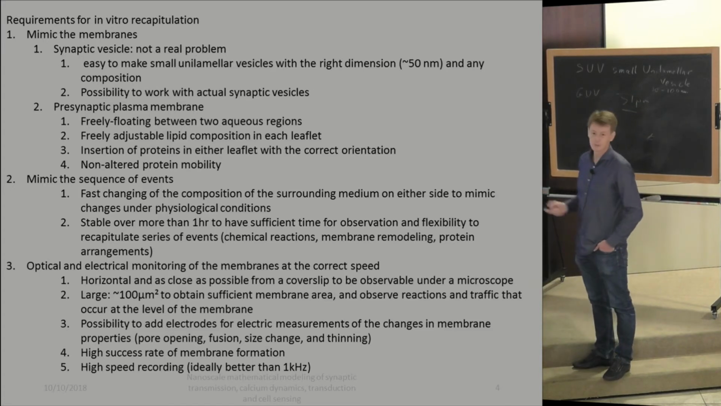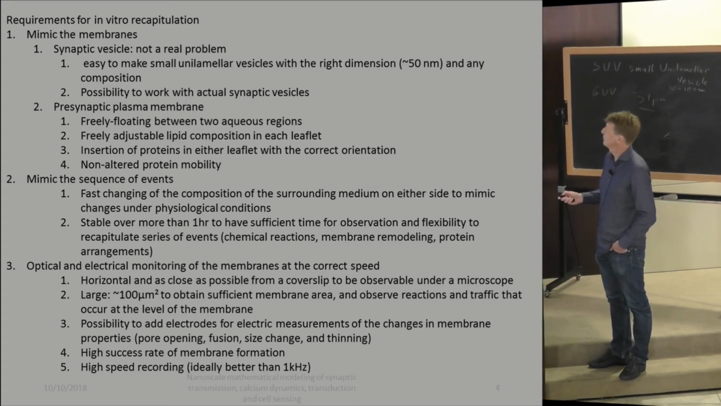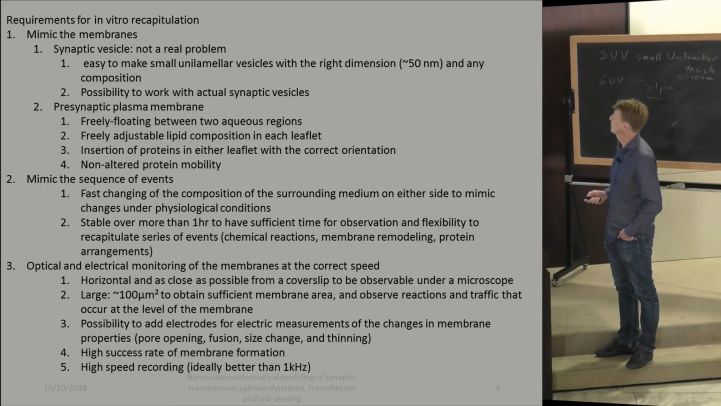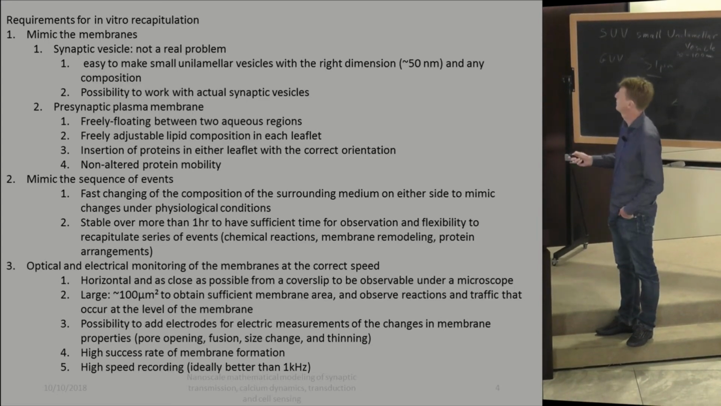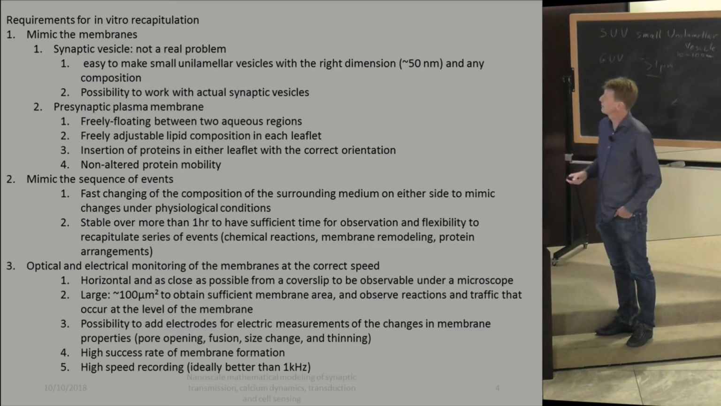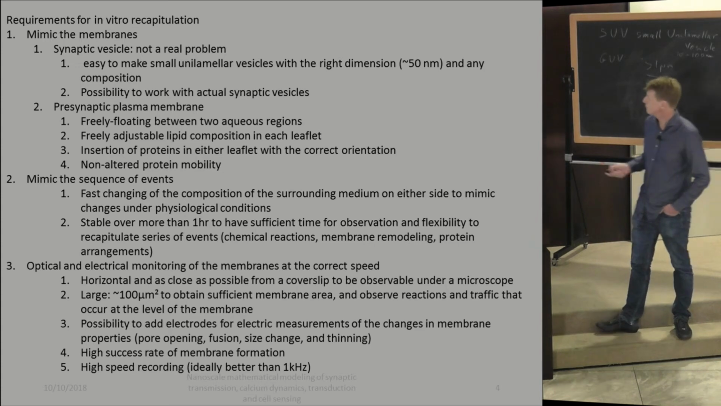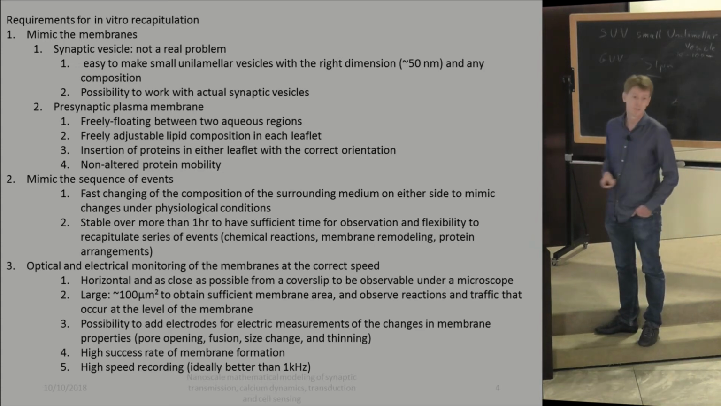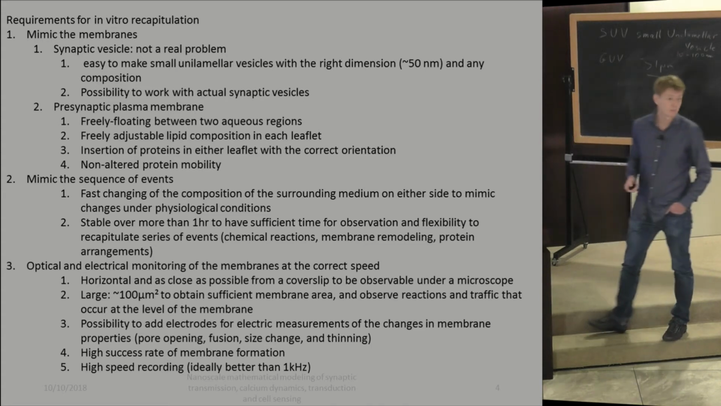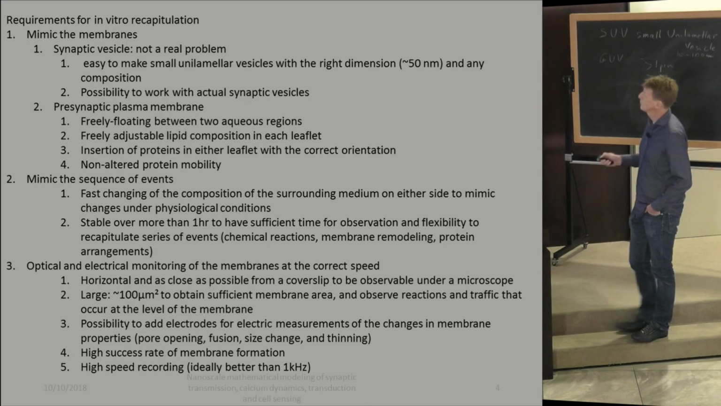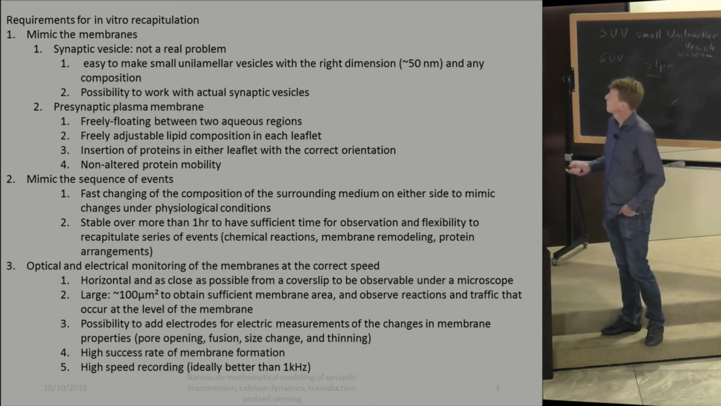Okay, so mimicking the synaptic vesicle is not too difficult. It's easy to make small unilamellar vesicles with the right dimension. Synaptic vesicles are very small, typically 50 nanometers. And we can make them of any composition, lipid or protein. We can also extract synaptic vesicles from brains, for instance, and work with actual synaptic vesicles. So this one we can eliminate already. It's not going to be too difficult. The problems are coming afterwards.